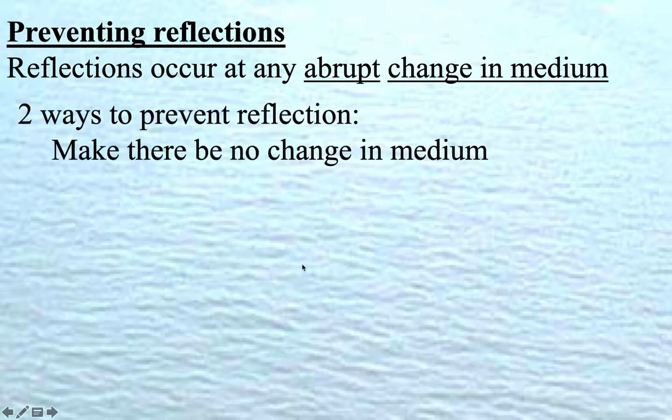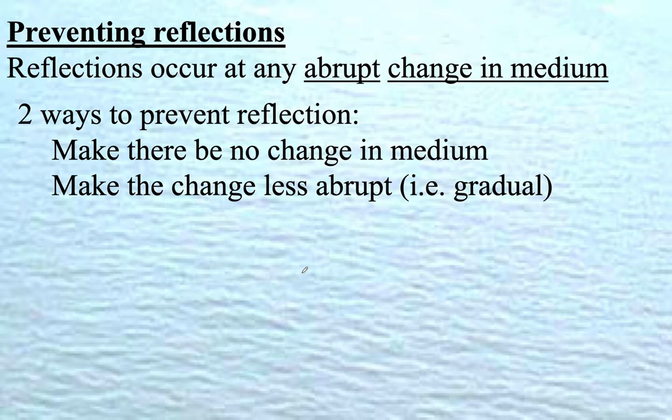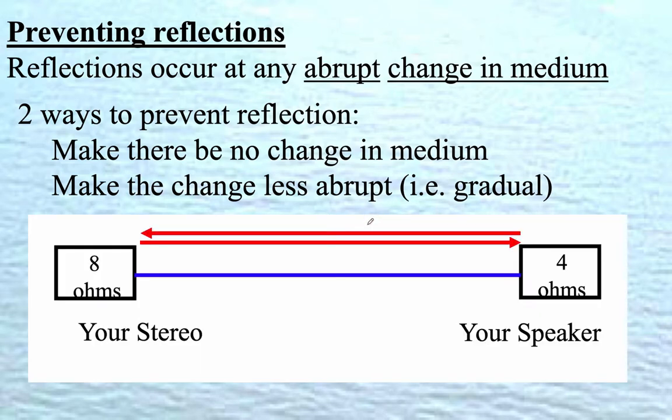The first is that you just don't make there be any change in medium. So you run US copper all the way over to the phone on the other side of the Atlantic. This is not practical, right? You can also just make the change less abrupt. You can make it more gradual. I've got a demonstration of this.